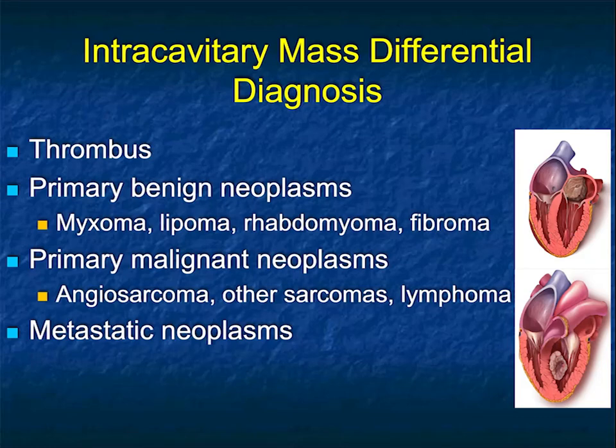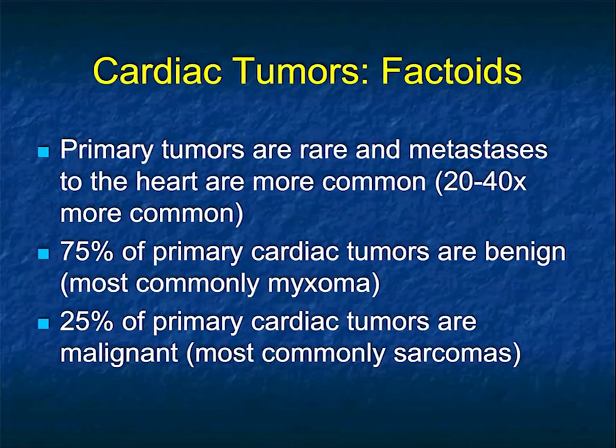We'll also think about primary malignant neoplasms, though they're rare. We'll think of things like angiosarcoma. We'll think about other sarcomas. We'll think about lymphoma. And then, of course, as I mentioned, metastatic disease is something you always will need to think about. Now, in terms of some of the factoids, primary tumors are rare. We all know that. But metastases to the heart are 20 to 40 times more common.